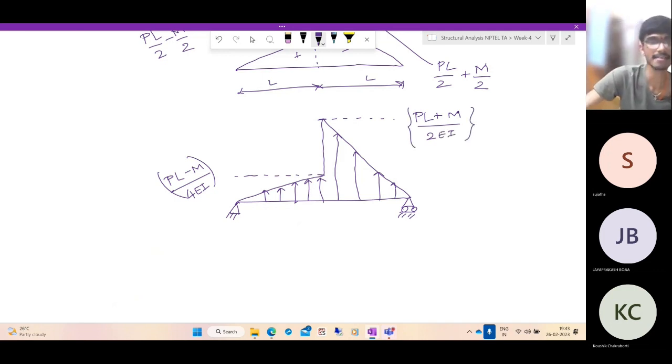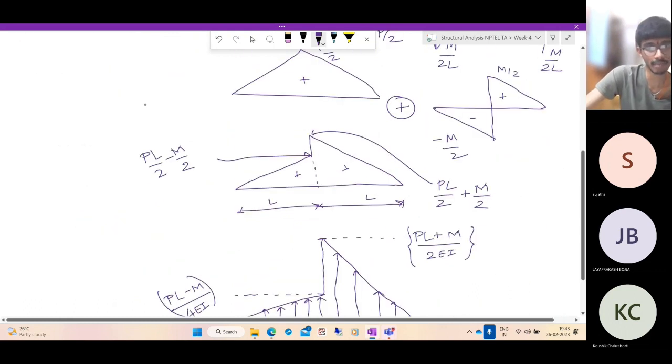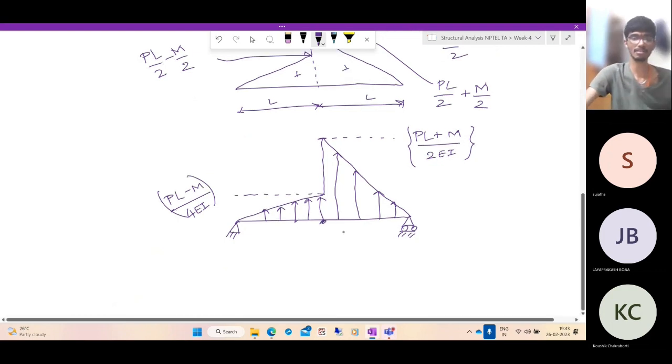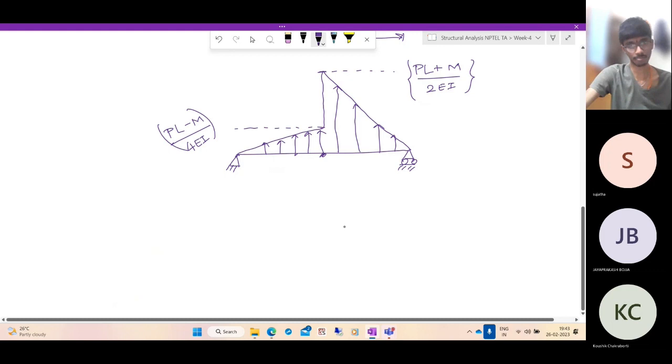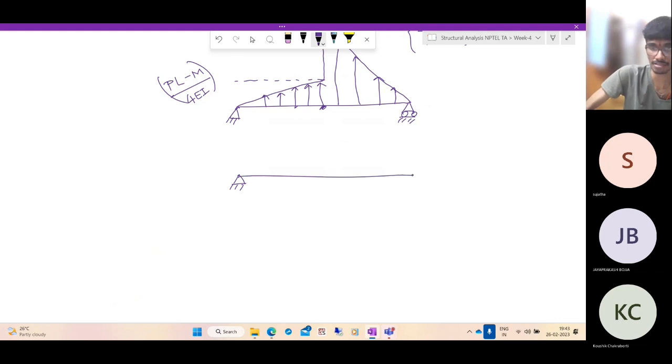Now what are they asking? They're asking for the deflection and the slope at the point B. So the point B is at the middle. So they're asking the deflection and slope at this point. For that, as usual, we need to determine the support reactions. Again, for finding the support reactions, you can replace it with a statically equivalent load system. So what is the statically equivalent load system? What is the total force that acts here?